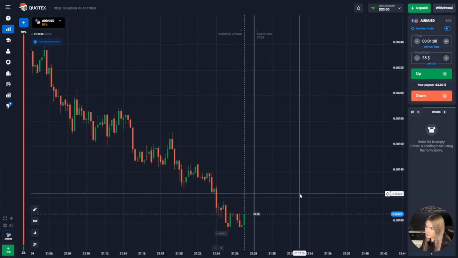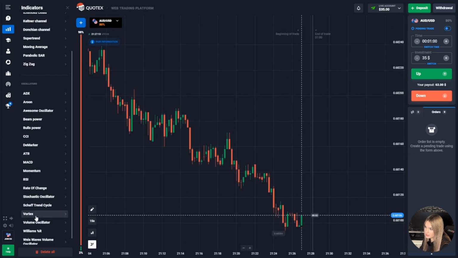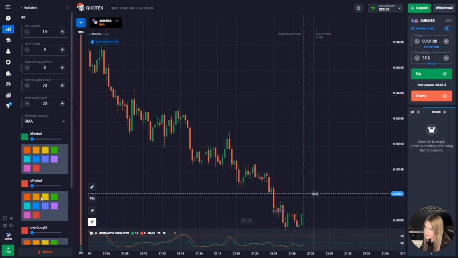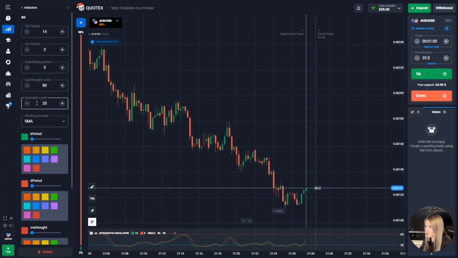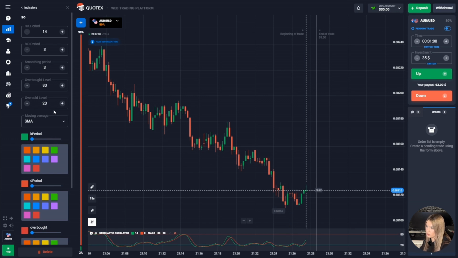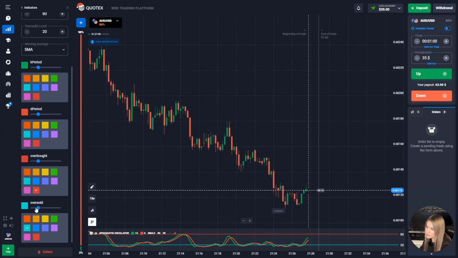In the lower left corner, select the tab with indicators. We choose Stochastic Oscillator and we see the standard settings. We only change the levels 70 and 30. First, we replace 70 with 80, and then we change the number 30 to 20. These levels indicate an overbought and oversold zone. We leave the color of the moving lines and slightly increase their thickness. We also increase the thickness of the lines and change the blue color to green.